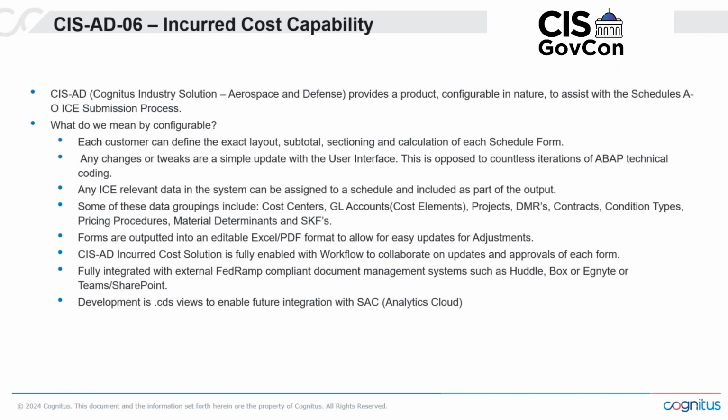As I mentioned previously, some of the data groupings that we would expect to see used to generate these schedules are things like cost centers, cost elements and cost element groups, projects, debit memo requests, contracts, condition types and pricing procedures to calculate your over/under billing, as well as your statistical key figures, which will support your intermediate cost pools. The forms are outputted in Excel or PDF.